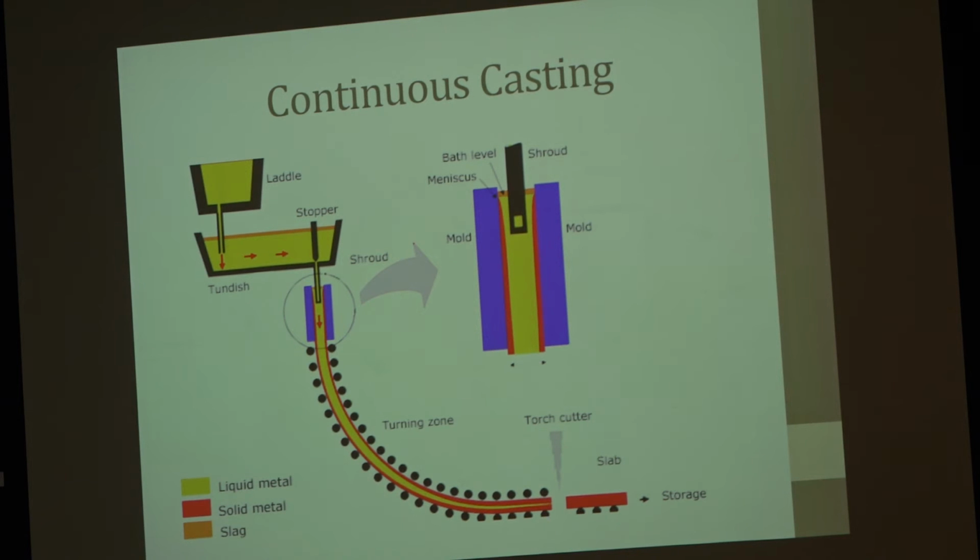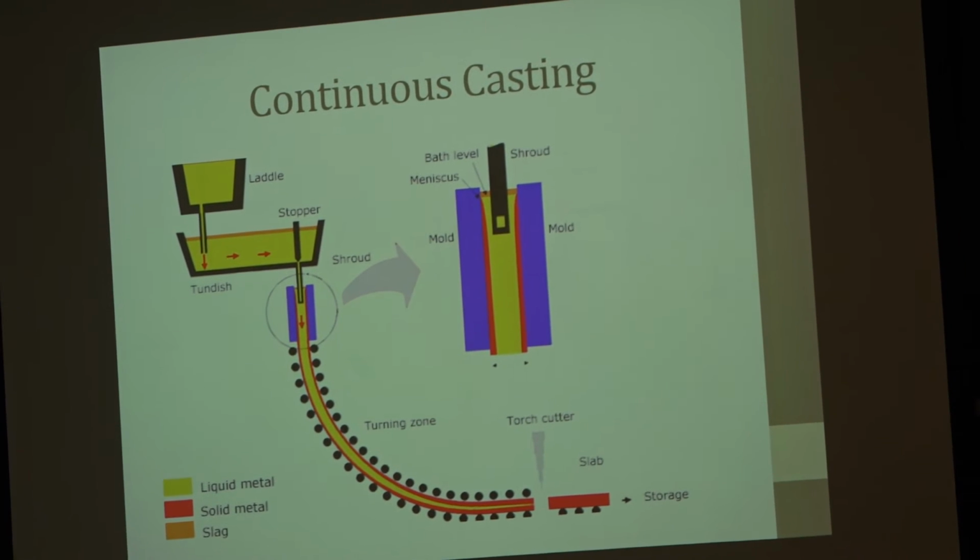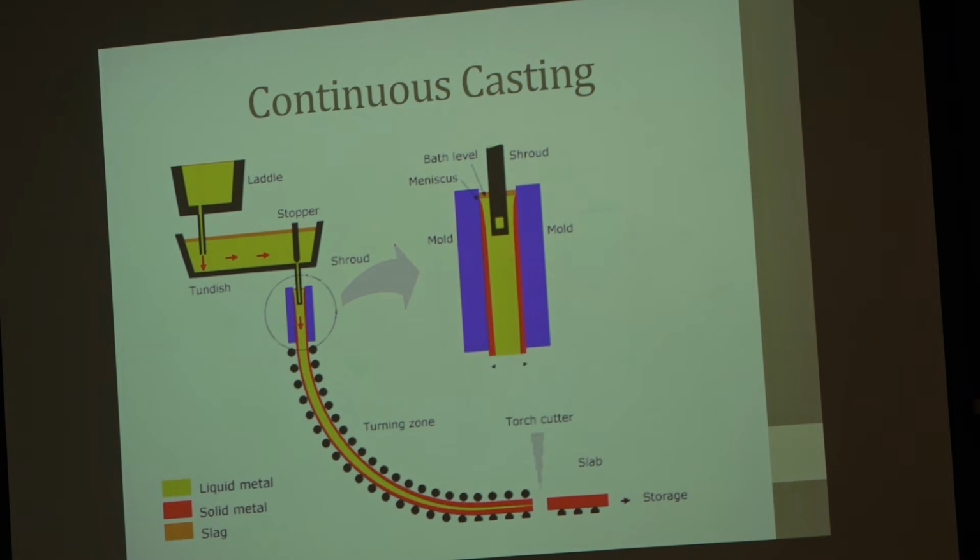And you have a torch that comes along. You can cut through 10 inches of steel with an oxygen torch like butter. And you have a slab, and it goes off to storage. Liquid metal, solid metal, and slag. Continuous casters. These will run for 2.5 years before needing to shut down. Continuously, 24/7, 365 days a year. You can't shut them down.